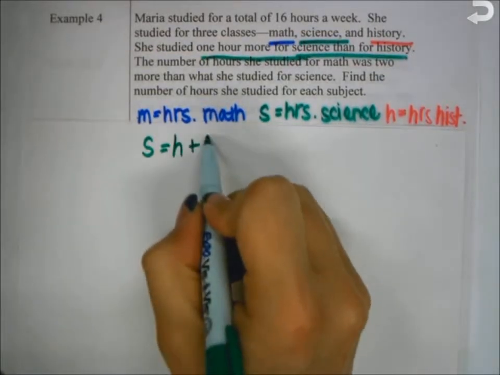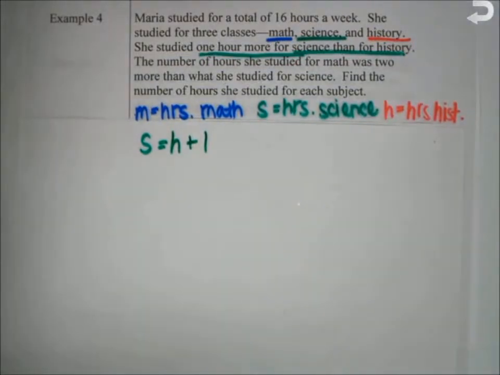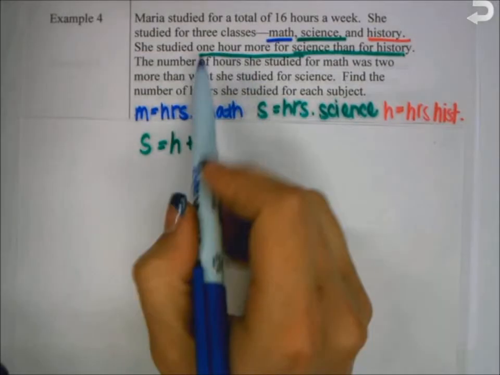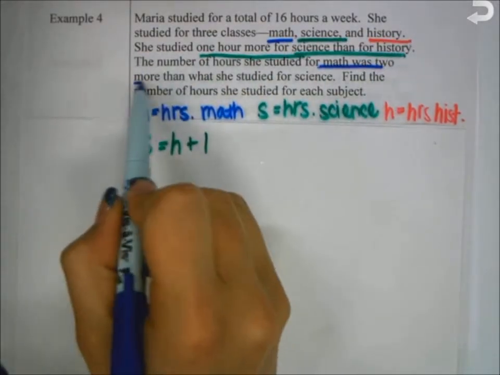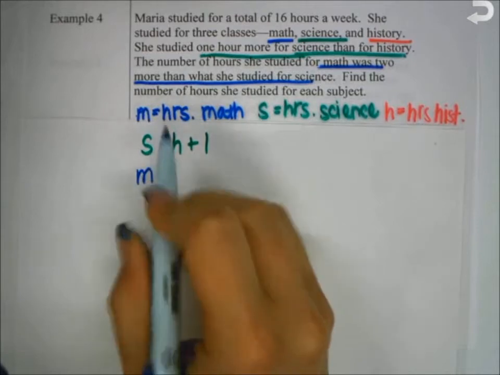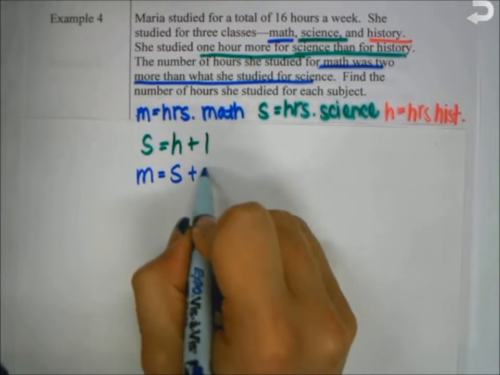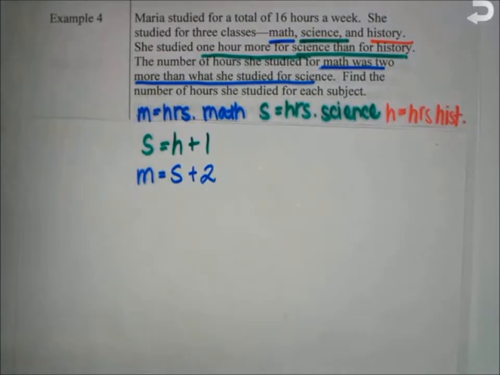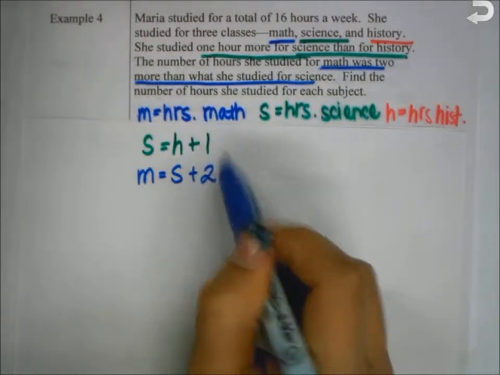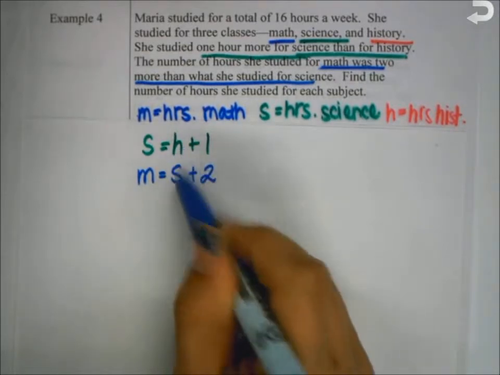The number of hours she studied for math was 2 more than what she studied for science. So math is S plus 2. Find the number of hours she studied for each subject. Let's think about this really quick. I'm going to be adding all of these things up, right? If I add up these 2 things, are these guys like terms? No. So we need to get rid of the S and make it in terms of H. How are we going to do that?